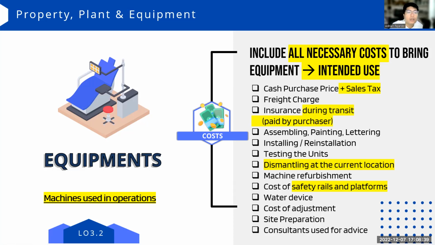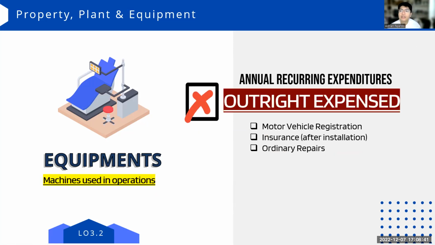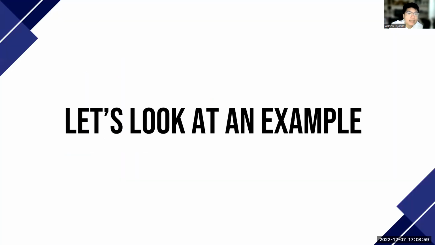On the other hand, any annual recurring expenditures are outright expensed. So automatically, if you see motor vehicle registration, insurance after installation, or ordinary repairs, all of those are outright expensed, right? So let's look at an example to make it clear.